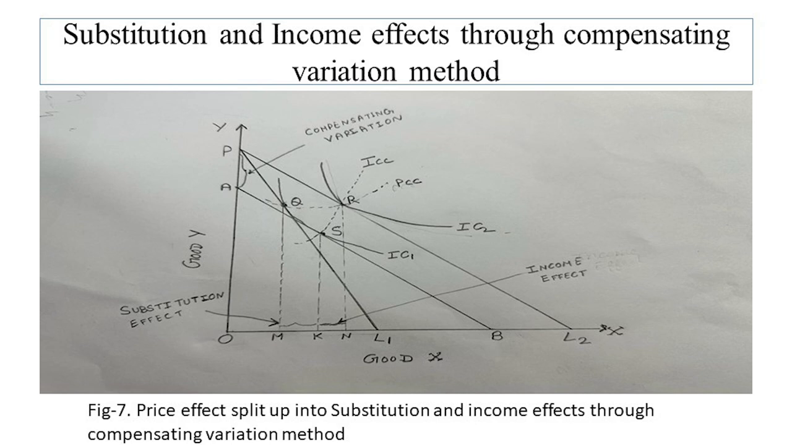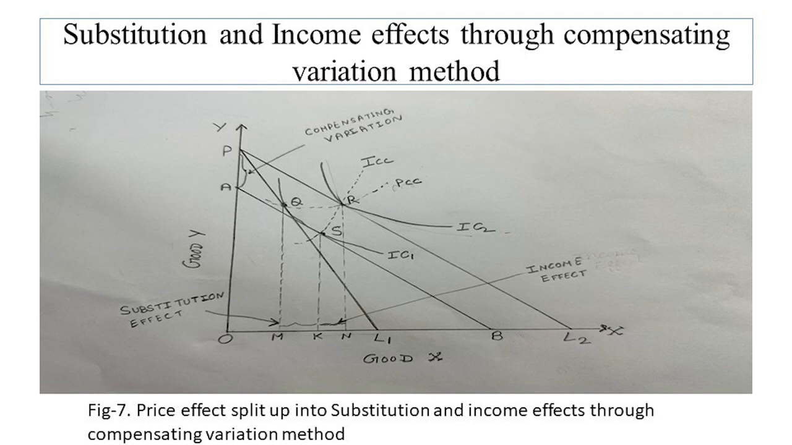On the price line PL1, the consumer is in equilibrium at Q on indifference curve IC1. When the price of good X falls and, as a result, the budget line shifts to PL2, the real income of the consumer rises. That is, he can buy more of both the goods with his given money income. That is, price reduction enlarges the consumer's opportunity to buy the two goods. With the new budget line PL2, he is in equilibrium at point R on a higher indifference curve IC2, and thus gains in satisfaction as a result of the fall in price of good X.